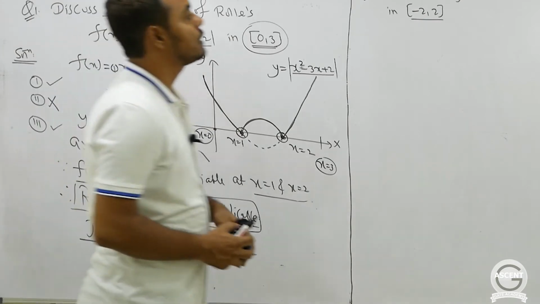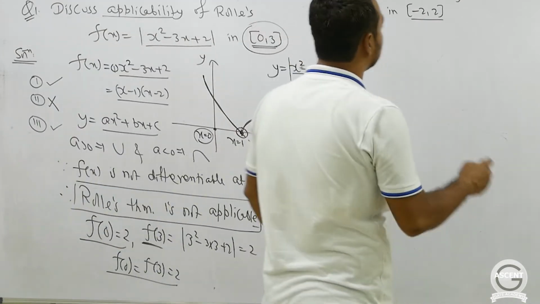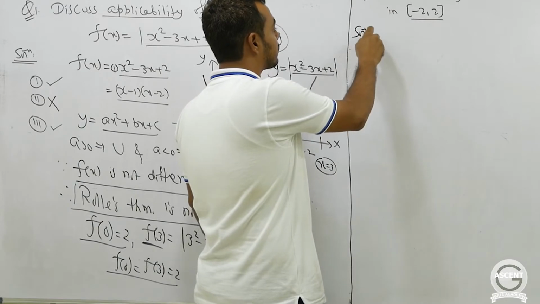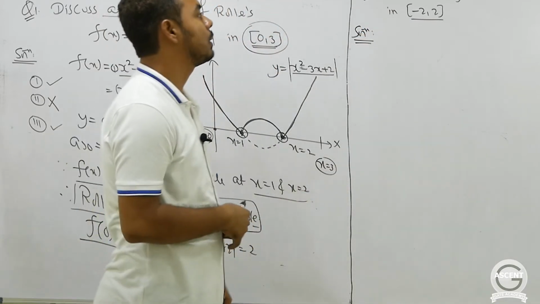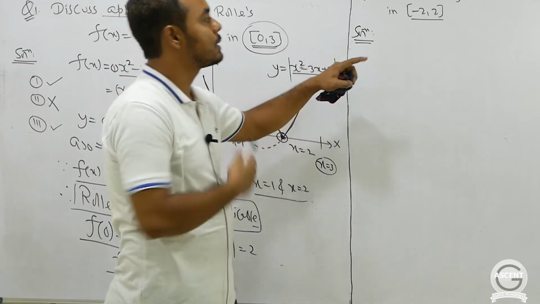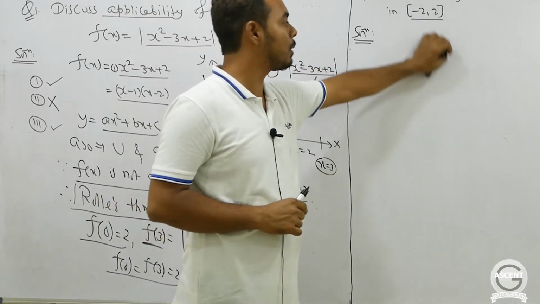The second one is to find the value of c for Rolle's theorem for the given function. Now for this problem we don't have to check whether the conditions are satisfied or not, because only if the conditions are satisfied will some value of c be possible.